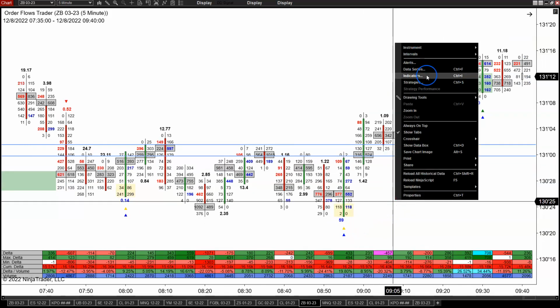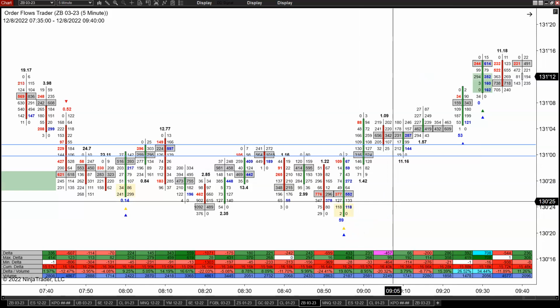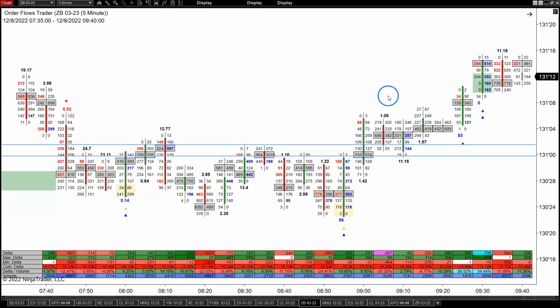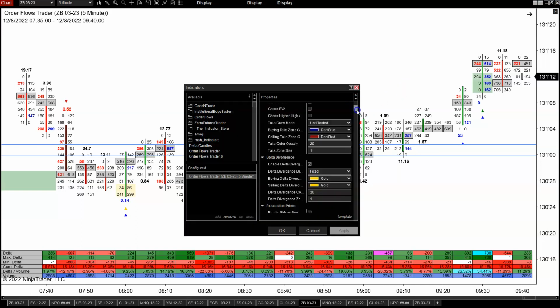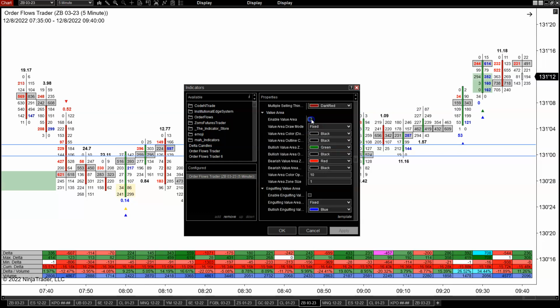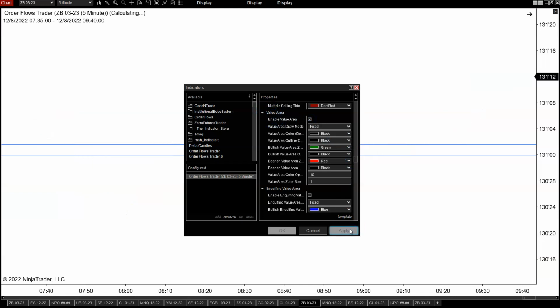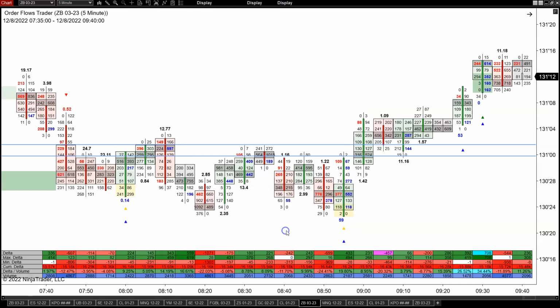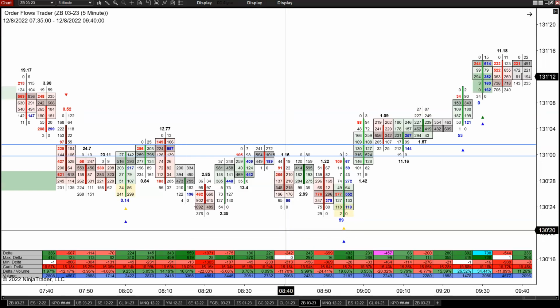I know that value area is a great way to see when a market is balancing, and more importantly, when a market is starting to move out of balancing. And in the Orderflows Trader, you could add the value areas onto your bar. So here, I'll just add them on. I'll enable it because I have it disabled on this chart. But when I add it, it's going to show me when a market is balancing or when a market is starting to move away from balancing.